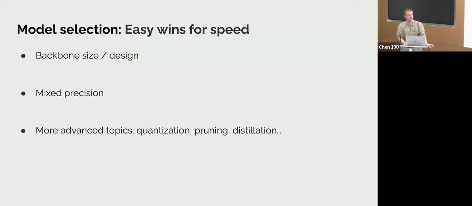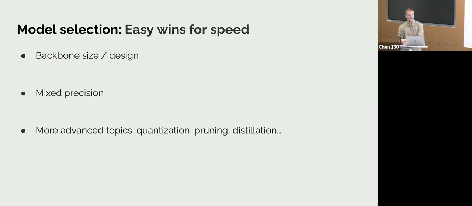These are the easy wins for speed with your model. The first is going to be the backbone size and design, like the model architecture. We're going to do a little interlude on what a CNN is and what the different components are that you can size up and down. Then there are other things like mixed precision, quantization, pruning, distillation. These are either freebies that you can use or more advanced topics to explore later. The main one is going to be the model architecture.